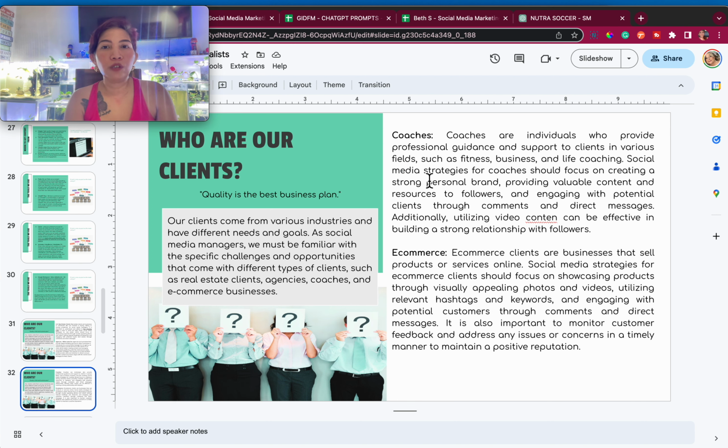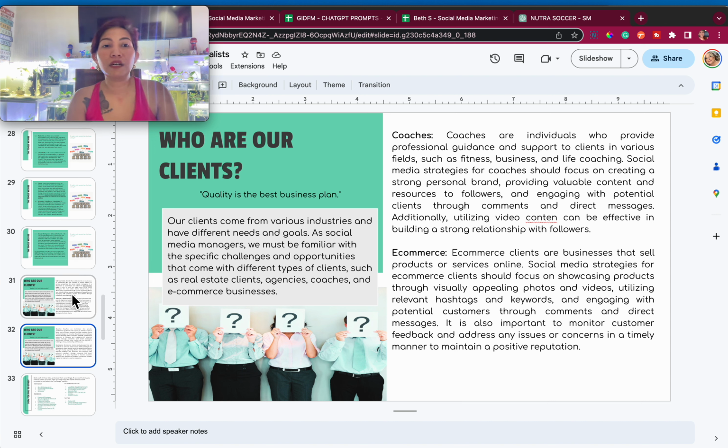We also have coaches, life coaches or fitness coach or business coach, creative coaches. So we have those type of clients too. We have e-commerce clients too. These are the ones who sell physical products, and it varies. We have clients who sell clothing. We have a client who sells dog leash. So it varies per client, but we have e-commerce clients as well.